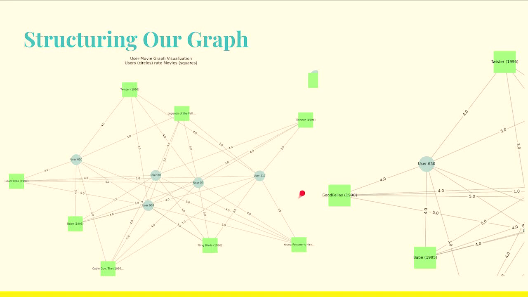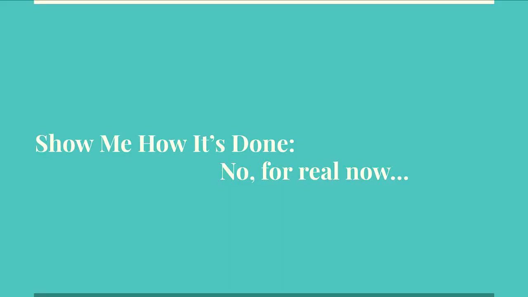And for example, this user, right? User 650 has rated this movie Goodfellas with a rating of 4, which is our edge weight. This movie Babe, and also Twister with a rating of 4 again. So that's what our graph looks like at this point. It's very, very simple. And yeah, again, so far we've talked about the data set, but let's get right into the code.